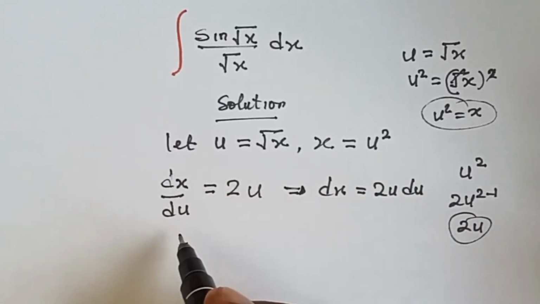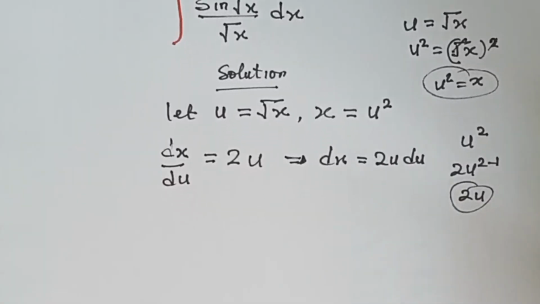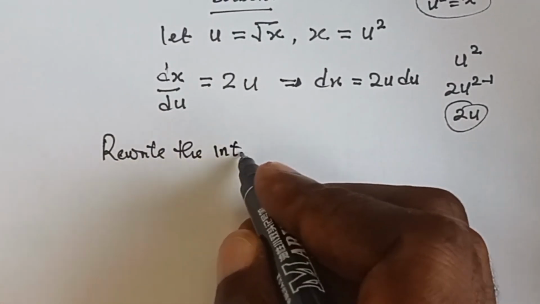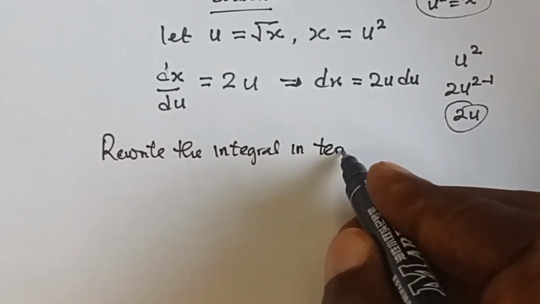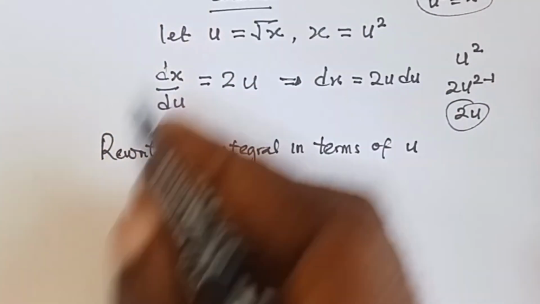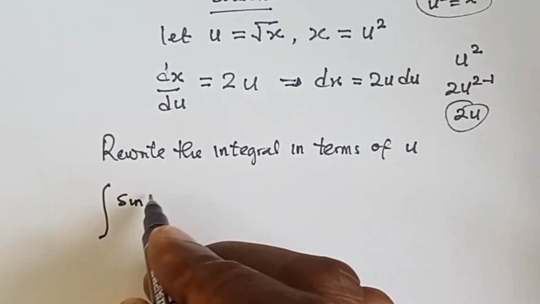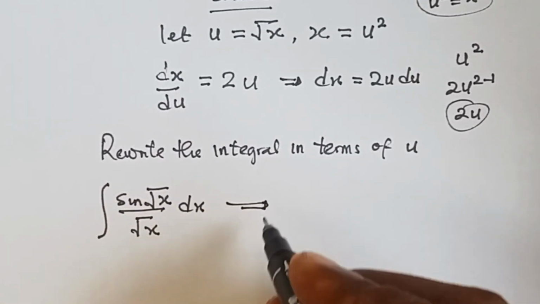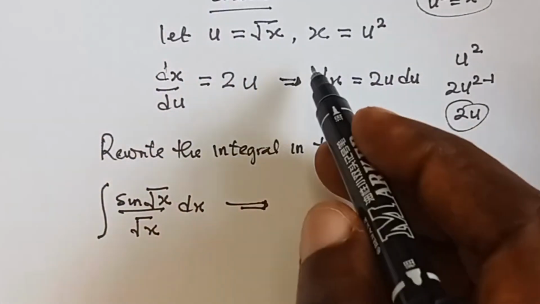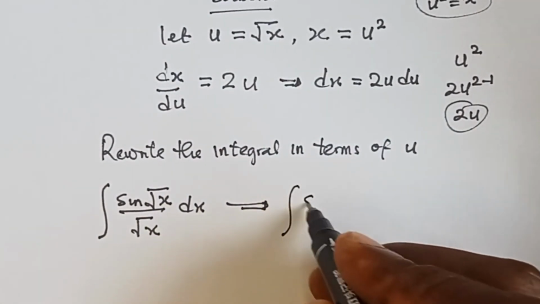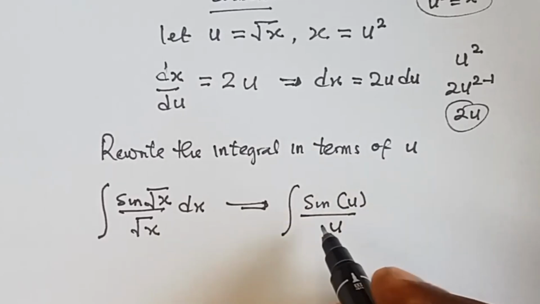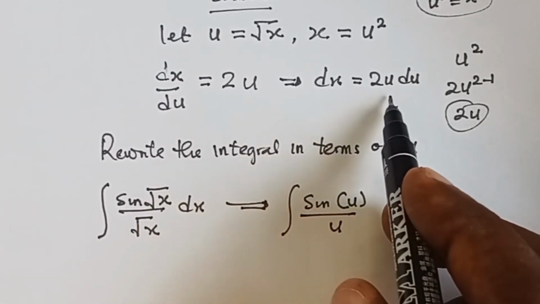Now let's rewrite the integral in terms of u. Remember that what we have is the integral of sine root x over root x dx. By the time we substitute for all this, it becomes the integral of sine, what is our root x? Our root x is u now, over u. And then what is our dx? Our dx is now 2u du.